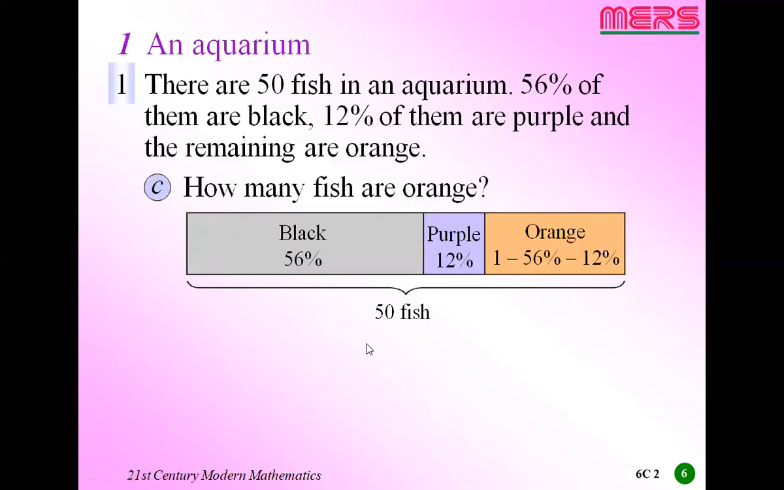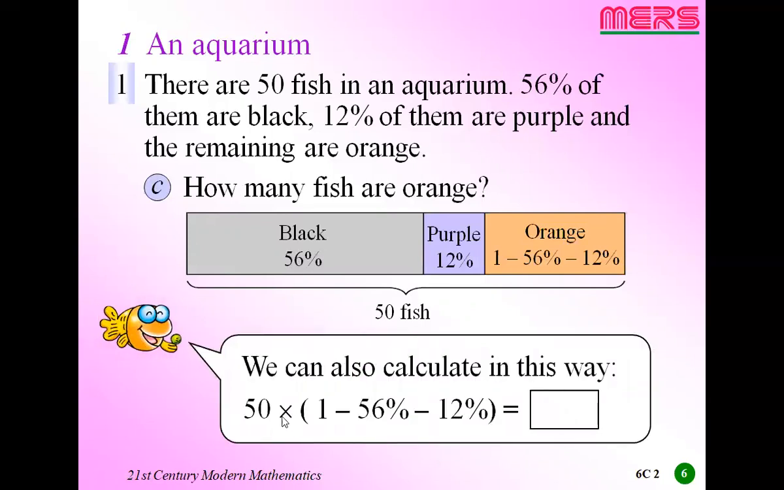So we can just write one formula using the brackets. We can use the total number of fish times the percentage of orange fish, which is, you can see here, 1 minus 56% minus 12%. Okay, so you can do the calculation, which is 32%.